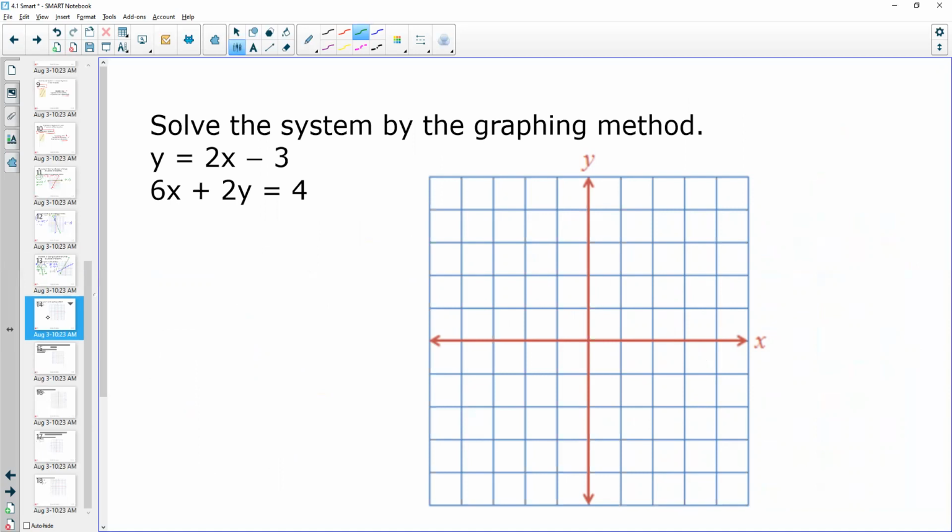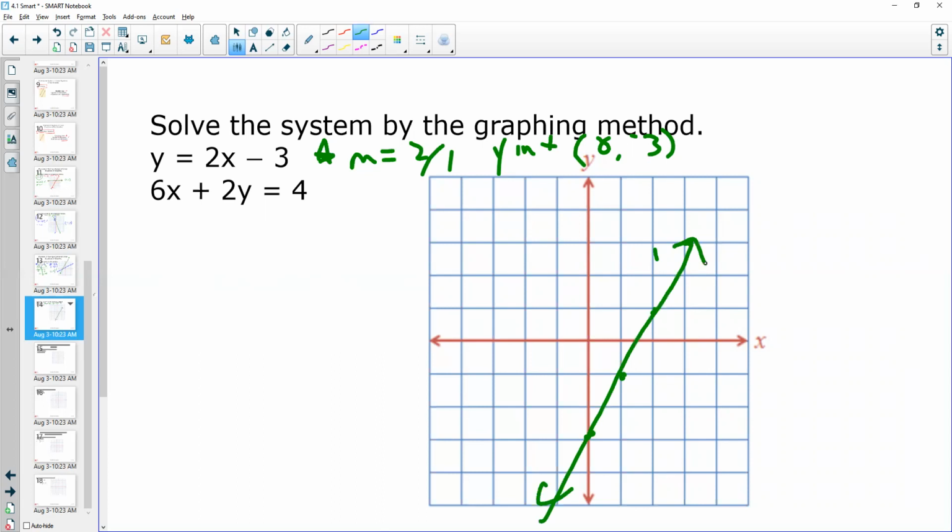All right, so I will tell you the first equation doesn't need to be transformed. We already see it. It's already in the right form. So the slope is 2 over 1. The y-intercept is 0, -3. So let's see, 0, -3. Up 2 over 1, 2 over 1, 2 over 1. There's my line.